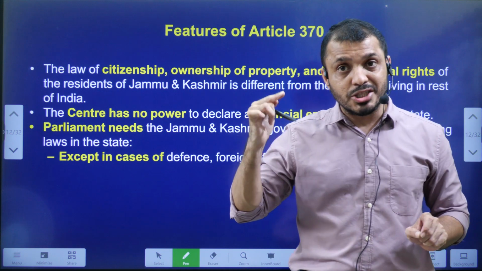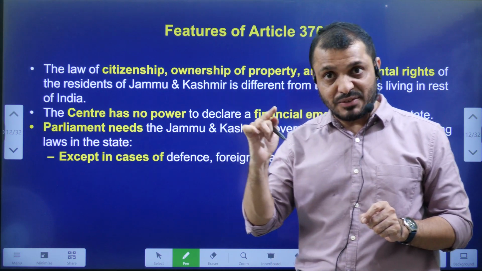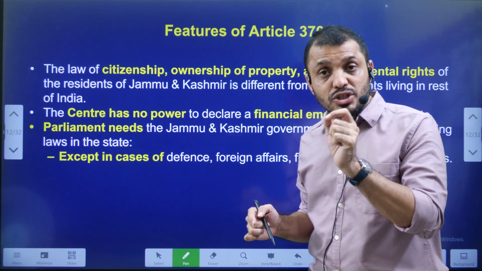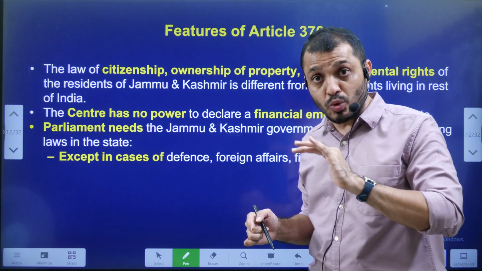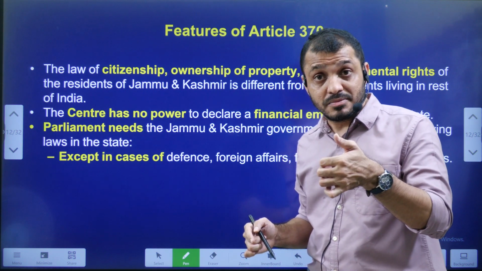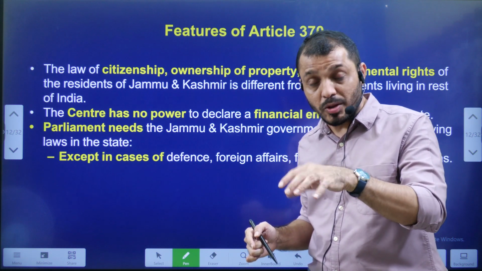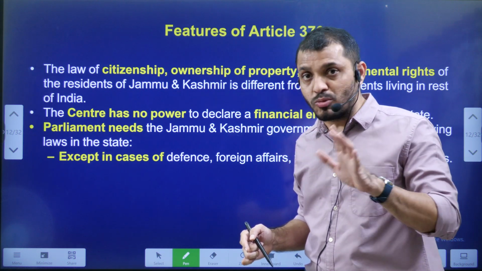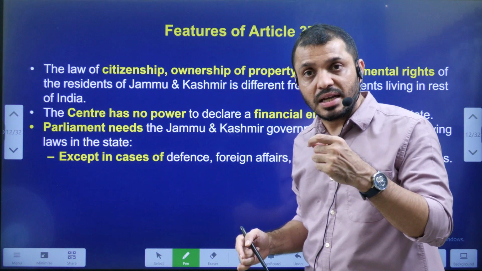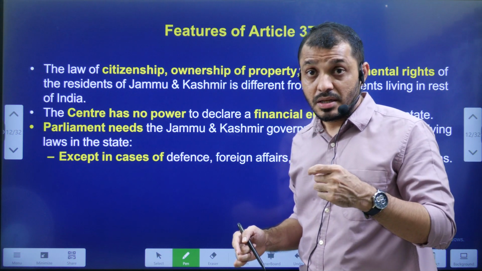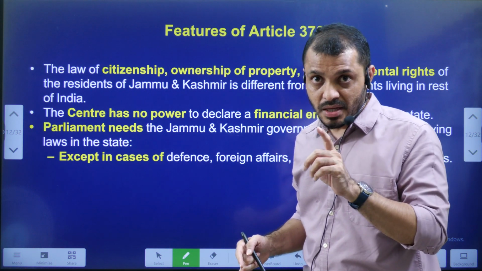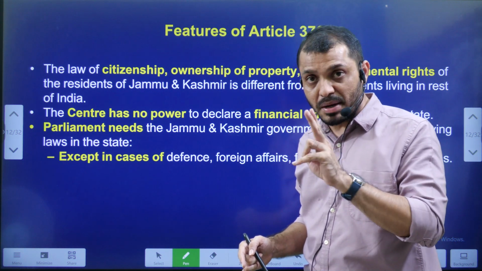Okay. And why are we calling it temporary? Because when the presidential order was issued in 1954, it clearly says that if the Jammu Kashmir Constituent Assembly doesn't want this, it will be abolished. And if a plebiscite is conducted among the people, in that condition also, they may remove Article 370. Plebiscite means taking people's opinion regarding their sovereignty. If you are taking people's opinion regarding public policy, that is known as a referendum. That is the main difference between a referendum and a plebiscite.